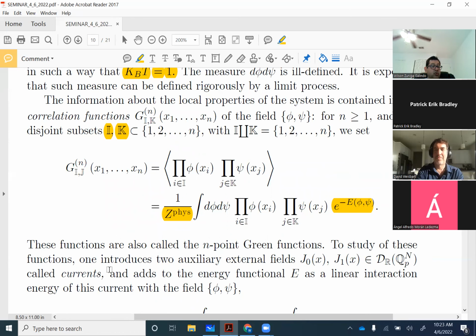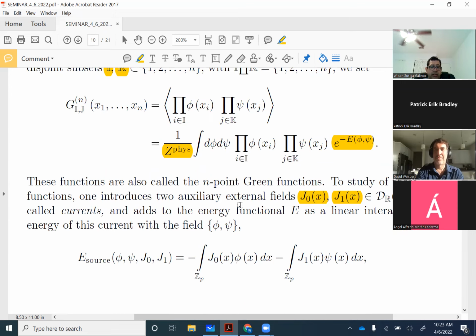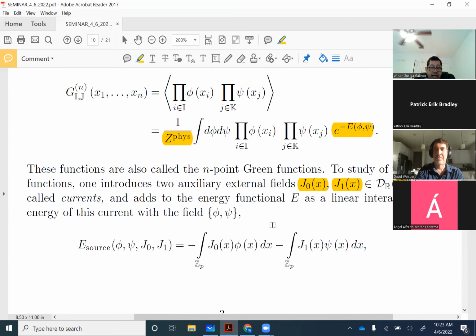To study these functions, one introduces two auxiliary external fields. Now I need two external fields. Why? Because I have two fields, phi and psi. Here there is a typo. This is the unit ball. So this is the energy associated with these two currents. This is the L2 inner product of J0 with respect to the first field, and the inner product of J1 with respect to the second field.